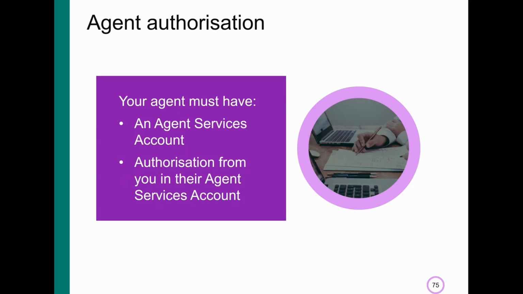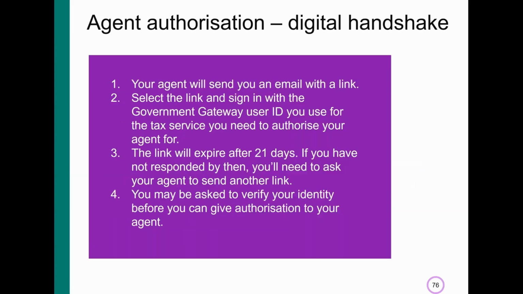If you are required to provide authorization, your agent will send you an email with a link. Select the link and sign in with the Government Gateway user ID you use for your personal tax affairs. You may have more than one, so make sure you use the correct ID. The link will expire after 21 days. If you have not responded by then, you'll need to ask your agent to send another link. You may be asked to verify your identity before you can give authorization to your agent.